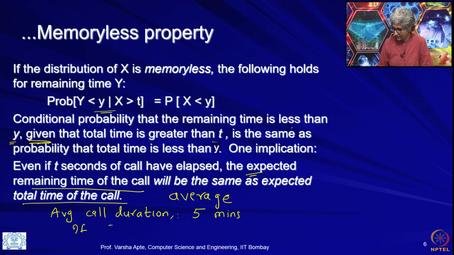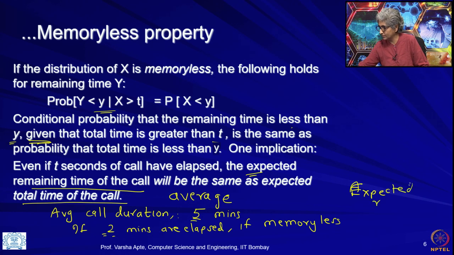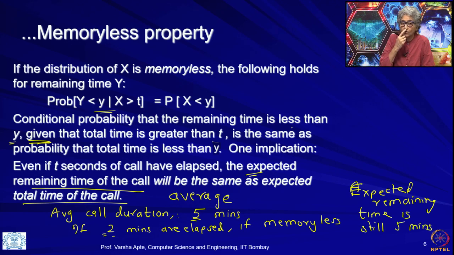So if 2 minutes have elapsed, and if this call duration is memoryless, then what is the expected time that the call will continue further? Even if 2 minutes have elapsed, we might want to say that okay, average is 5 minutes, 2 minutes have elapsed, so 3 minutes must be left. But no, if it is memoryless, even if 2 minutes have elapsed, then the expected remaining time is still 5 minutes. It's as if those 2 minutes didn't happen. We have no memory of it.